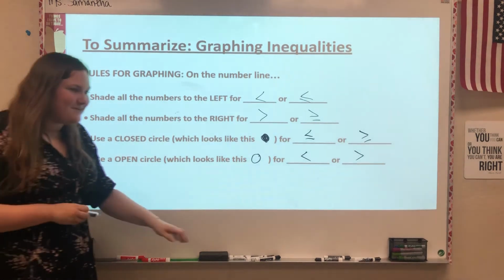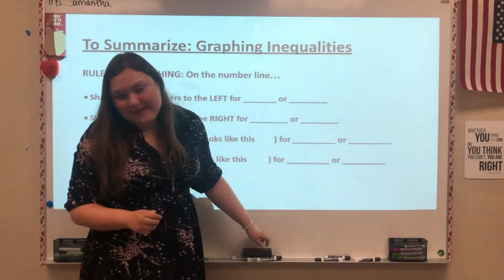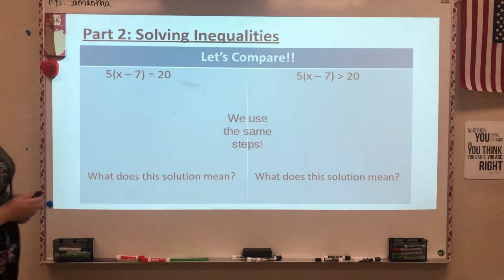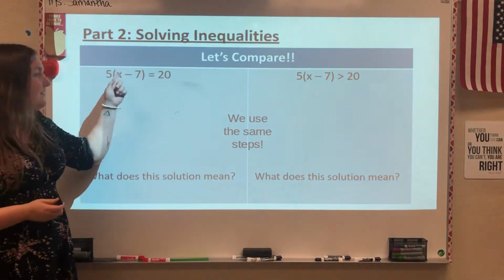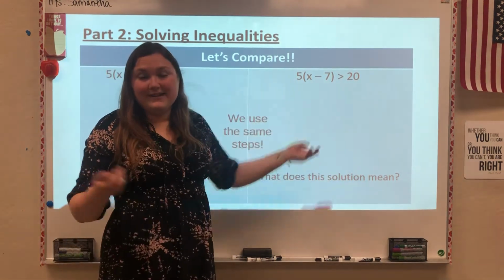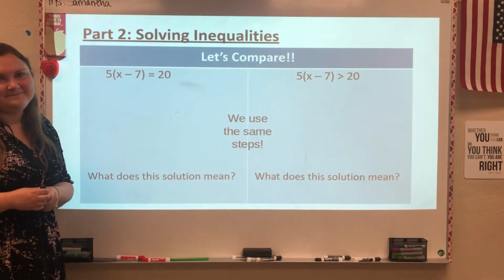All right, so now the part I mentioned before. The second part of this is going to be on how you solve inequalities. So again, I like this idea of comparing it to something you already know. You already know how to solve equations. Let's see how it compares to solving an inequality. Go ahead and solve this equation for me.